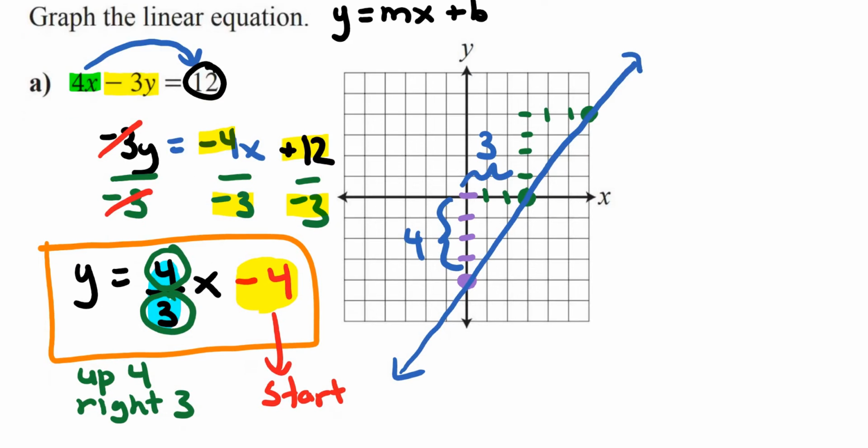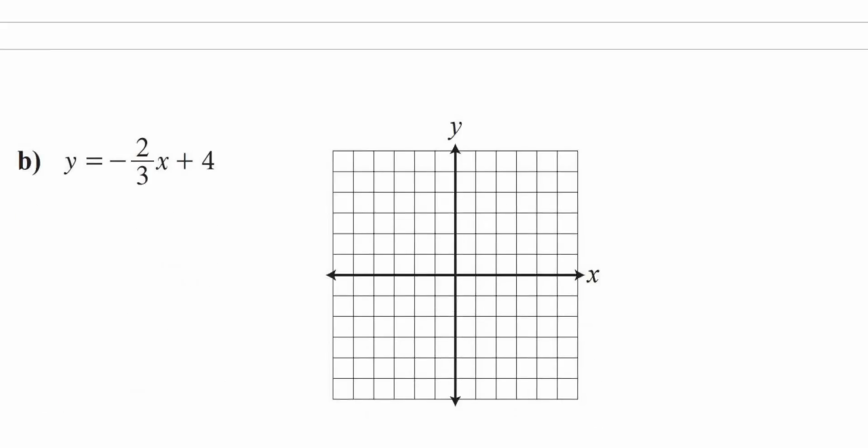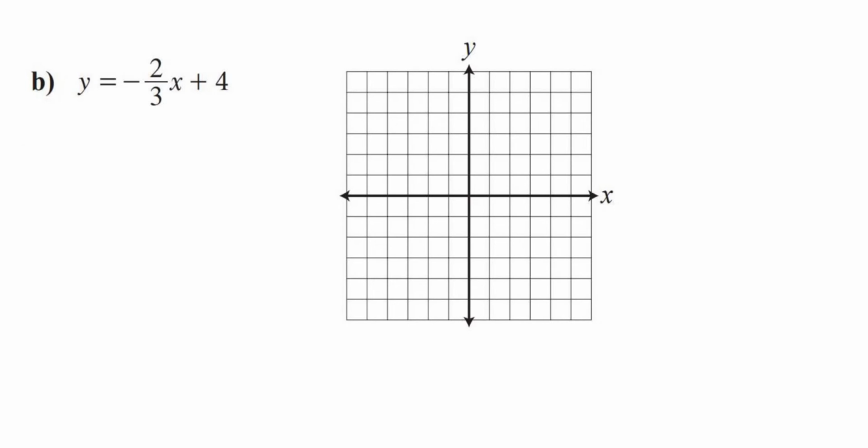Okay, let's move on to question 10b now. For 10b, this is nice because we're already in slope-intercept form. So my y-intercept now is positive 4, so this is where we start. So positive 4, 1, 2, 3, 4, so right there. We start right there. And after that, you want to look at your slope. It's negative 2 over 3.